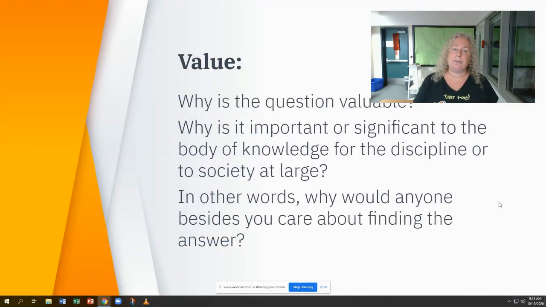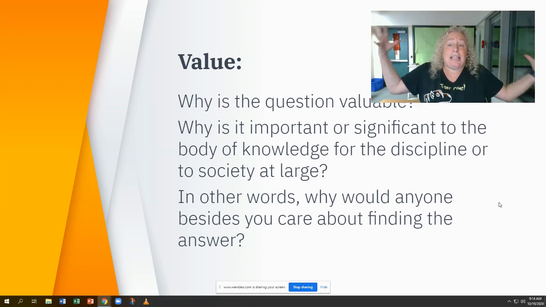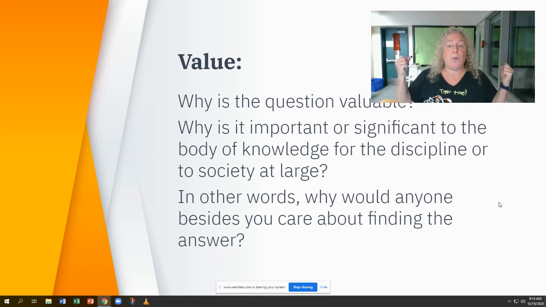And then value. Why? That's the whole basis of this parameter: why. Why is the question valuable? Why is it important or significant to the body of knowledge, or for the discipline, or for society at large? Why would anyone besides you care about finding the answer?